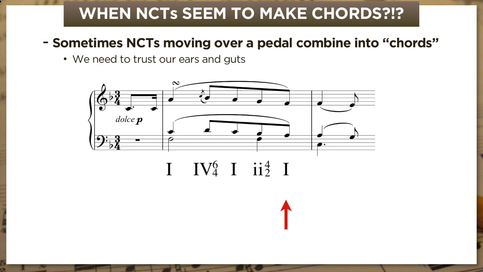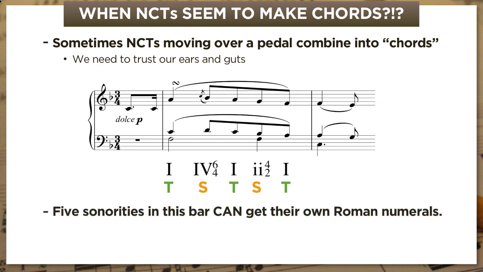And we could even assign functions. The root position 1 chords are obviously tonics, and I guess the other chords would have a subdominant function. We've never seen 2-4-2 as a subdominant in major, but I'm working with what I've got here, okay? So all 5 sonorities can get their own Roman numerals. But do they deserve their own Roman numerals?